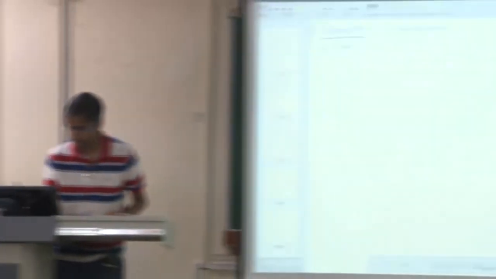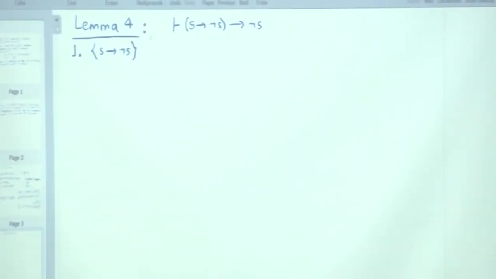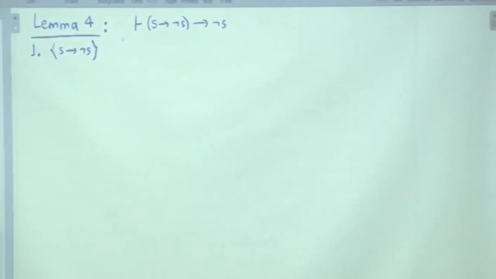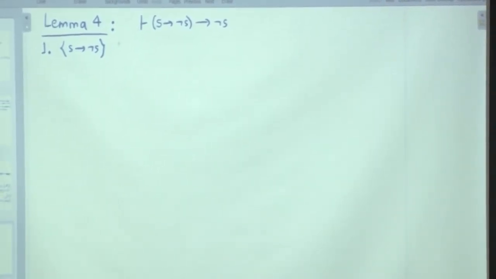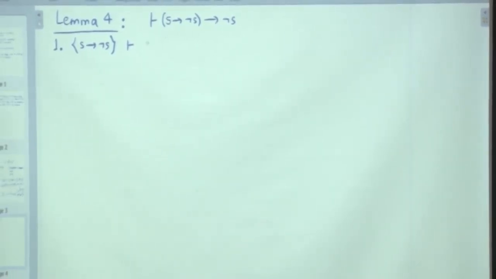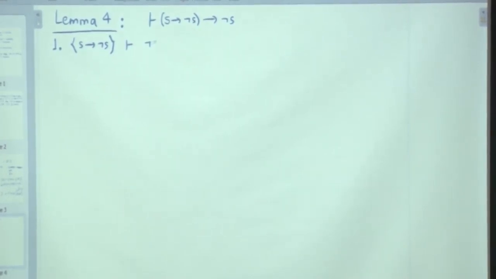Lemma 4, let me write down the solution for you. This is quite complicated. Okay, so first line, of course we have to use DT at the end. This term, S implies negation S, is quite complicated to deal with, so it's better to keep it on the left hand side than on the right hand side. So first of all, you can conclude double negation S implies S. What is the reason? At least tell me the reasons.